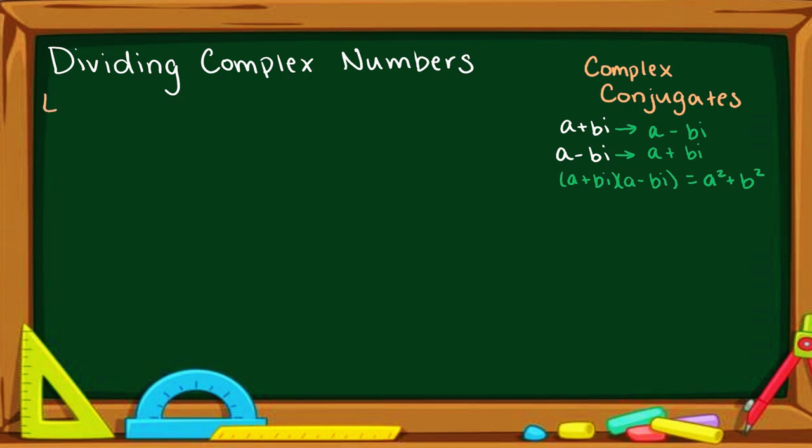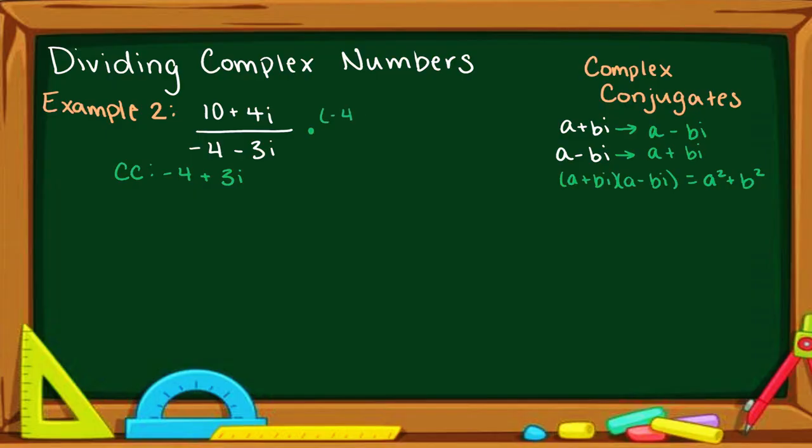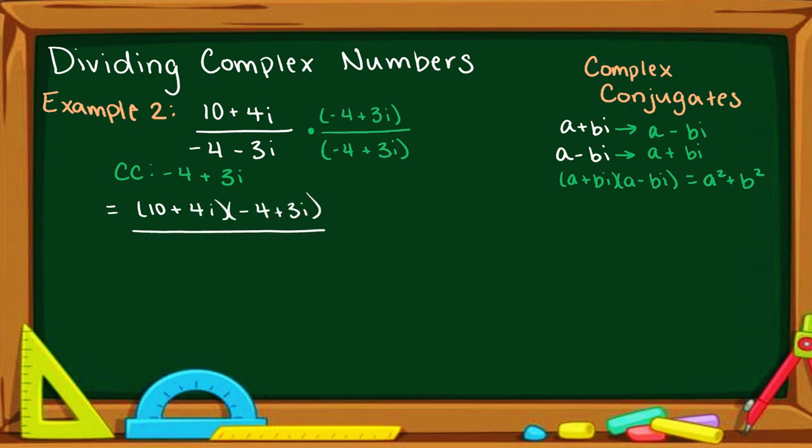Let's take one more example. We have 10 plus 4i over negative 4 minus 3i. Our complex conjugate is negative 4 plus 3i. The only sign we need to change is in between our real and imaginary number. So we're going to multiply our expression by negative 4 plus 3i over negative 4 plus 3i. That gives us 10 plus 4i times negative 4 plus 3i over negative 4 minus 3i times negative 4 plus 3i.